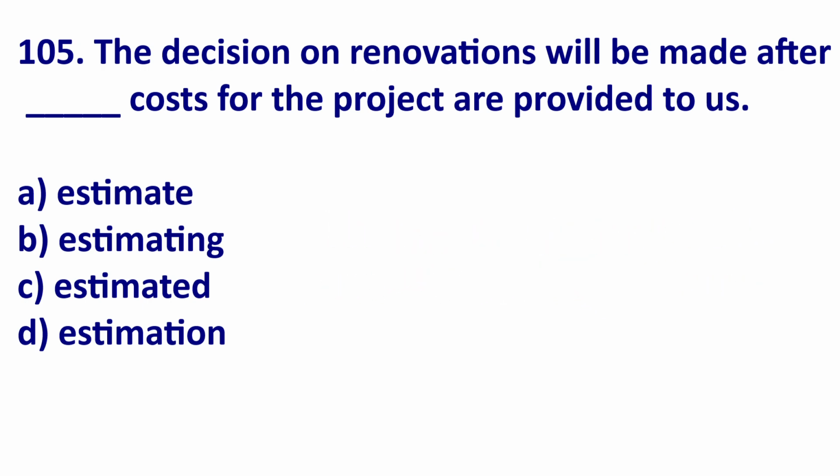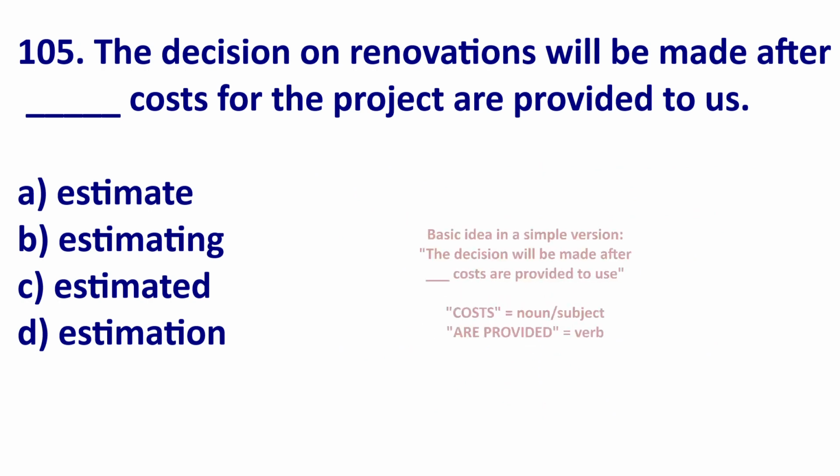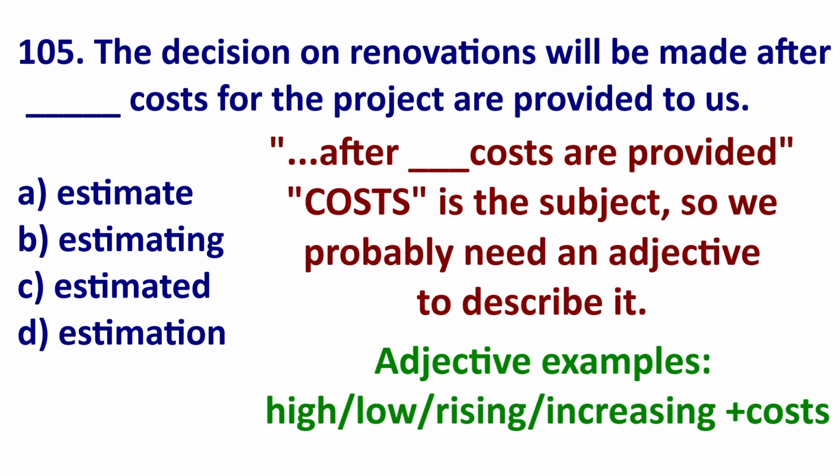This might be a relaxing TOEIC question to some, but I often see just small mistakes to get the wrong answer. So we can move quickly. Of course, read the whole sentence for a basic idea. Now let's simplify. The basic idea is the decision will be made after blank costs are provided to us. Now we can see after blank costs are provided to us, so costs is the noun, are provided is the verb. Therefore, we likely need an adjective because costs is the noun here. The main verb is are provided. So we probably need an adjective. Now I say likely because compound nouns can sometimes be correct as well.